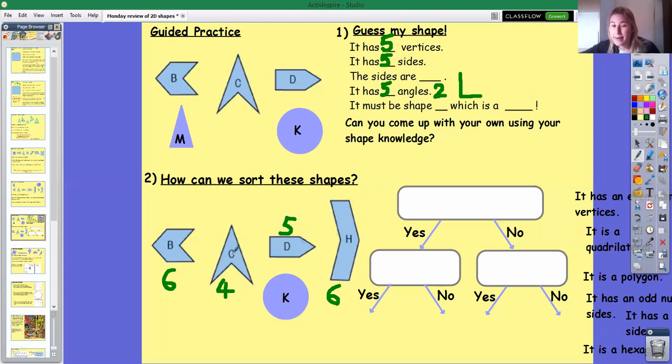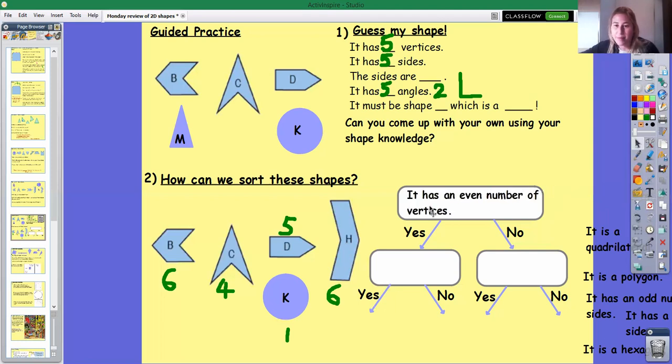So I'm already separating 3 of them from one of them. And K is an interesting one because it's got no vertices and it's only got one side, because it's a continual curved side. So that's an odd number as well. So I might choose as my first statement that's going to help me separate them into 2 groups, something about even numbers of sides or vertices.